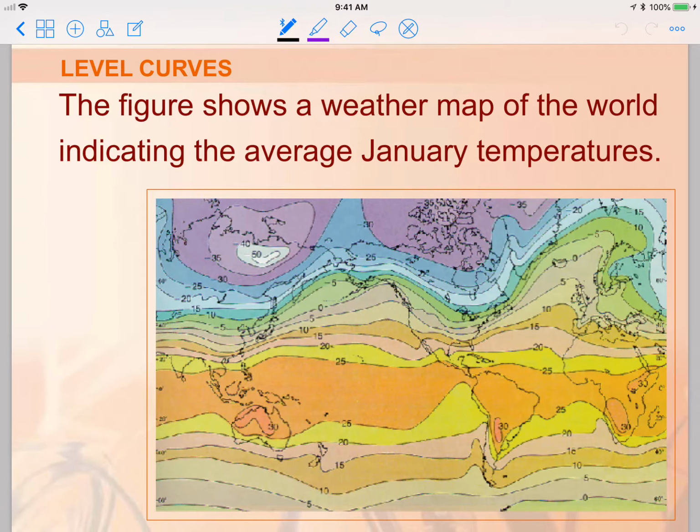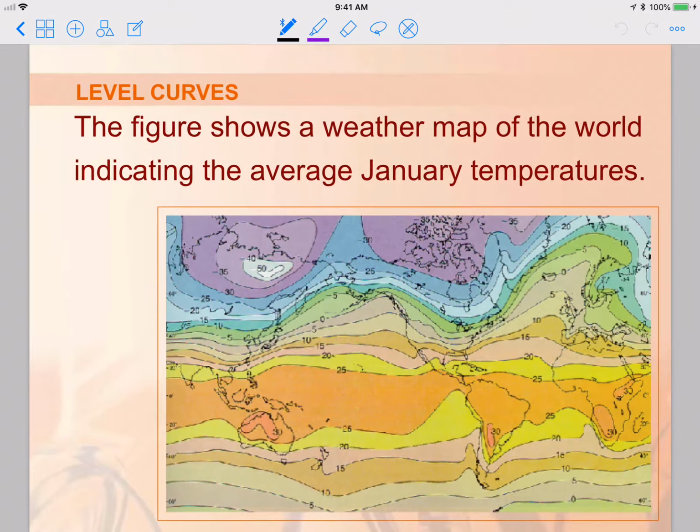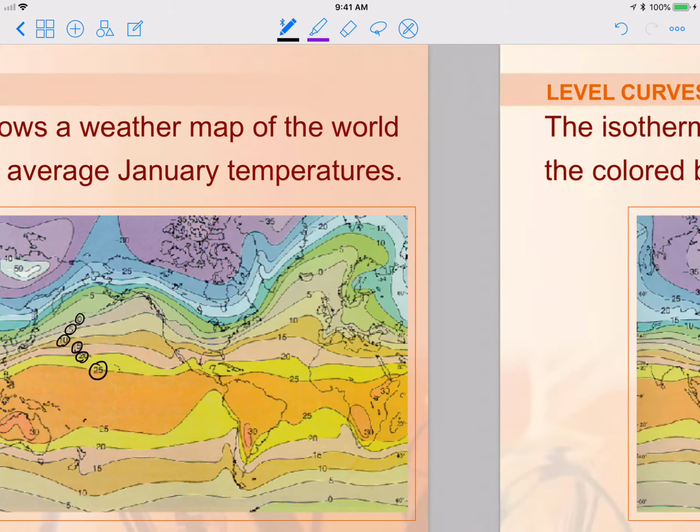So notice down here the purple colors, the cold colors, are for cold regions, and then it's getting warmer. You can have a map that is color coded, with little indicators to tell you what each isotherm means, the temperature that it corresponds to.